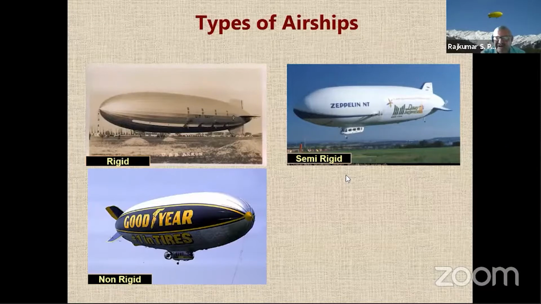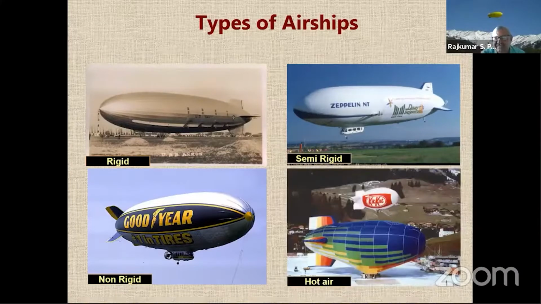And finally, we have a hot air airship. This is a hot air balloon, but the shape is like an airship. Okay. So these are the four kinds of airships. And we are going to work on non-rigid airship.